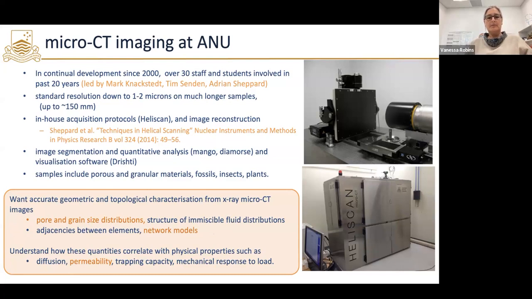I'm going to tell you about permeability today, but they've also been very interested in something called trapping capacity. So that's how, when you've got these immiscible fluids, one fluid gets trapped by another fluid that gets kind of locked into the pore space purely by the physics and chemistry involved. And then in a whole other world of research, we also look at things like mechanical response to loads, so stresses and strains.